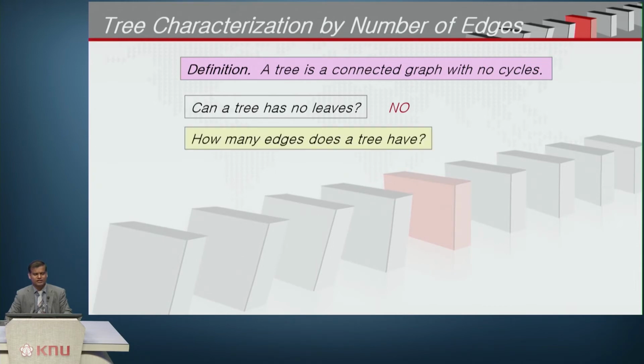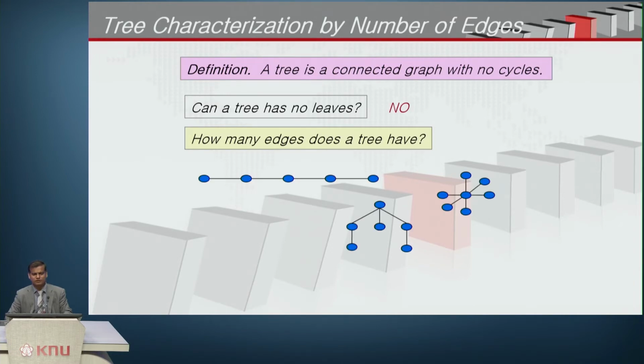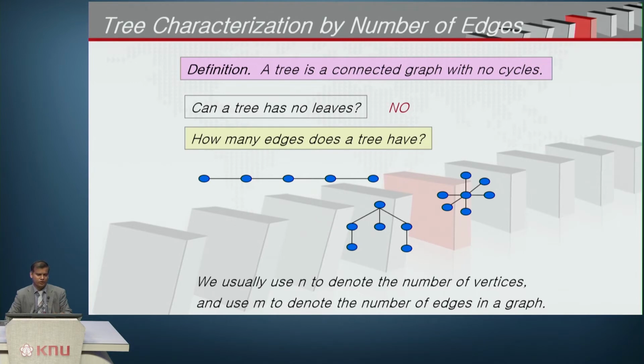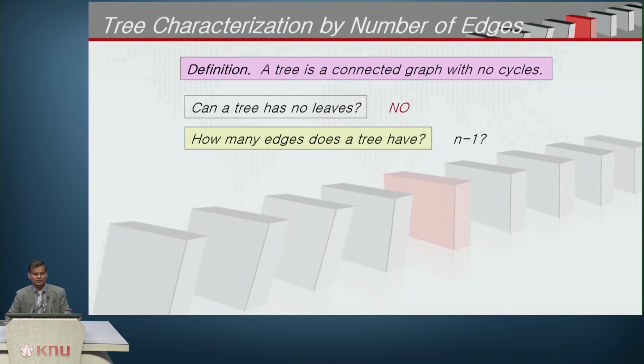Then how many edges does the tree have? Well, we have seen different examples of trees, and there are different ways to express a tree. We usually use n to denote the number of vertices and m to denote the number of edges in a graph. So the number of edges in a tree should be n minus 1. In other words, 1 less than the number of vertices. We have seen many examples of it, so you can consider each and every example of a tree.